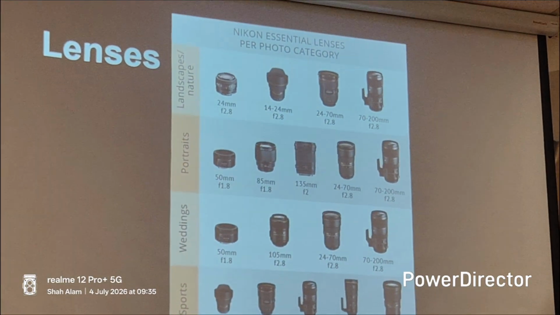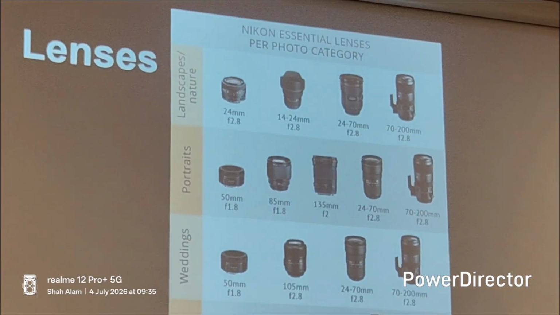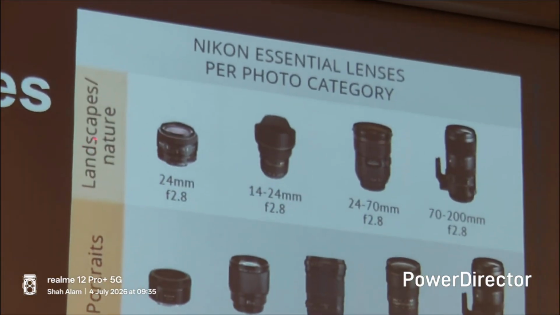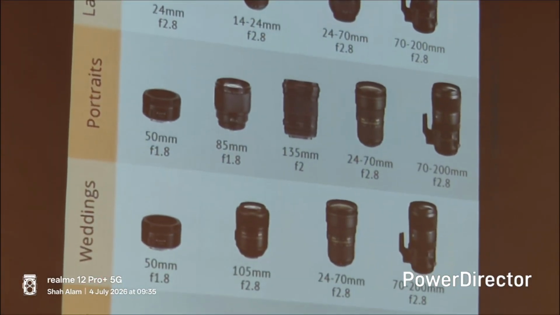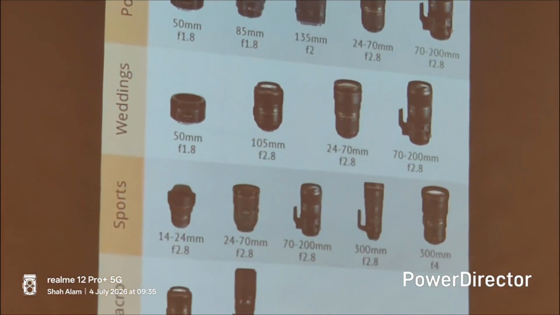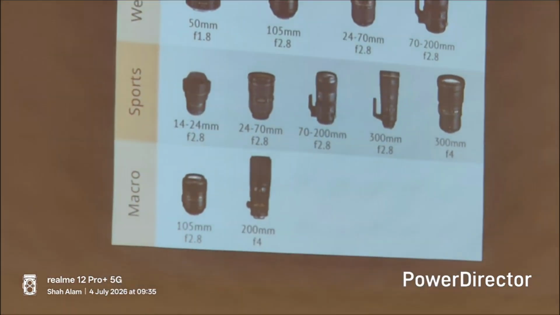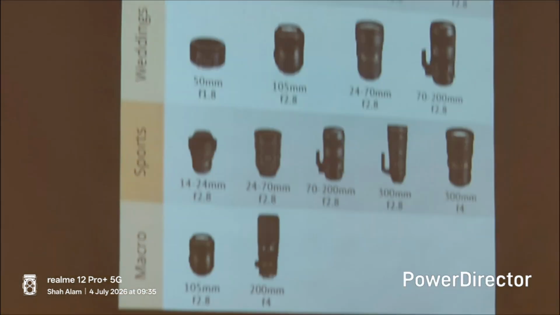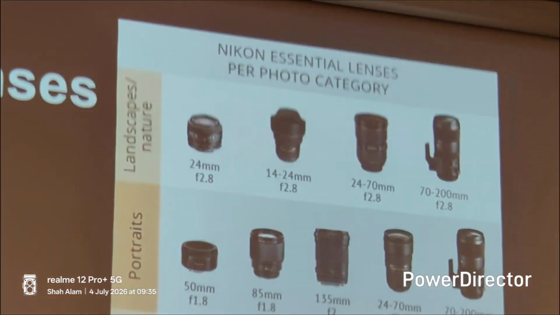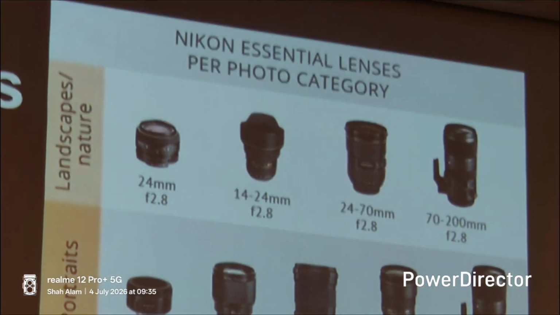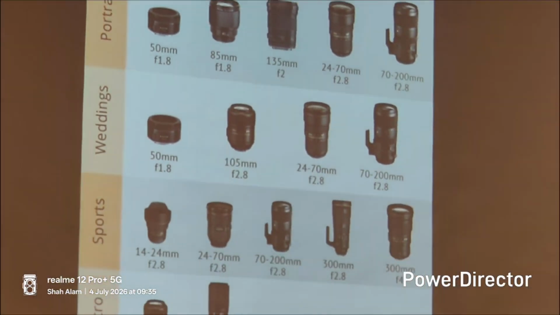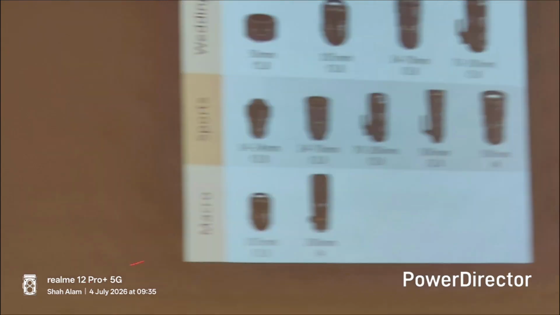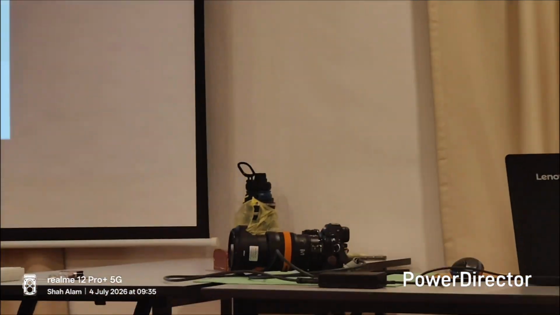Okay, this is a different range of lenses, just for info. Use this as a guide. Some people use this as a guide. Portrait lenses, wedding lenses, sports, macro. Macro is for enlarging, taking insects, plants. Some of these lenses overlap and can also be used for landscape or portrait or weddings. For me, my work, I usually shoot events. So events are basically weddings. Wedding is part of the event.